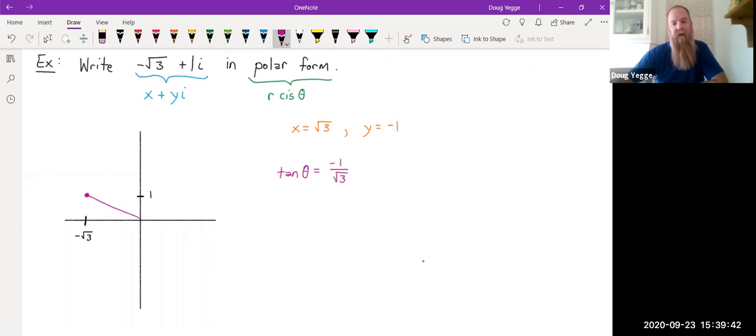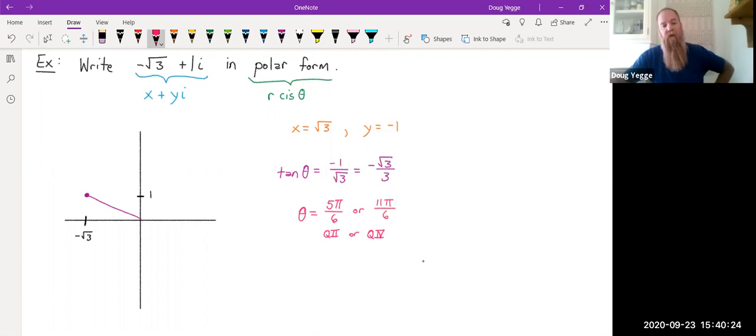Or if we rationalize the denominator, that becomes negative square root of 3 over 3. All right, well, we should see from here that theta, if I have a tangent value that's negative, I know that that's either going to be in quadrant 2 or in quadrant 4. So I can see that root 3 over 3 occurs at our pi over 6 angles. So the second quadrant pi over 6 angle is 5 pi over 6, or the fourth quadrant pi over 6 angle is 11 pi over 6.